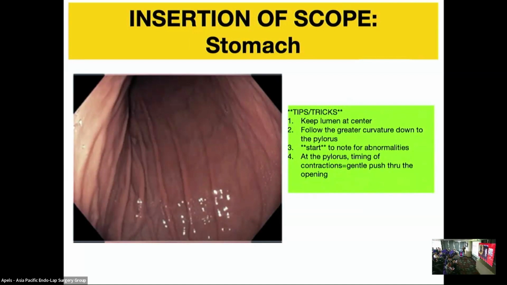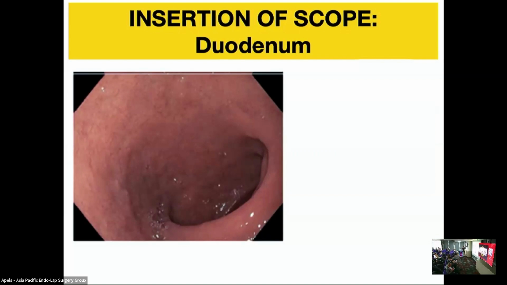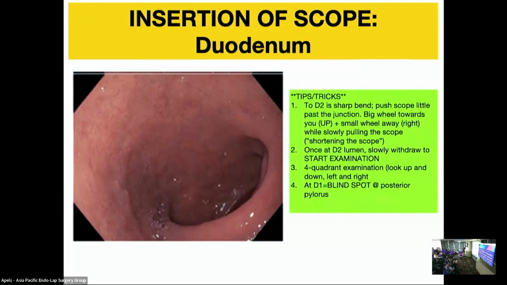And once you see your pylorus, sometimes the pylorus is contracted. So you time the push of your scope. You push it gently. So this is the first part of your duodenum. It's very short. So when you see the bend that's towards your D2, this is a sharp bend. So push your scope a little past the junction with your big wheel towards you.